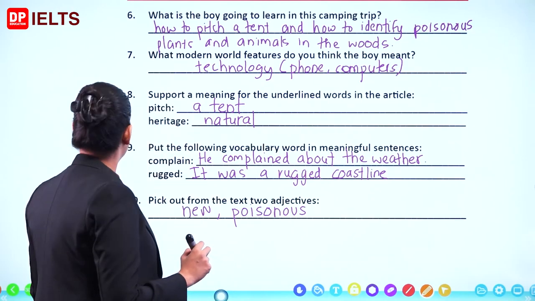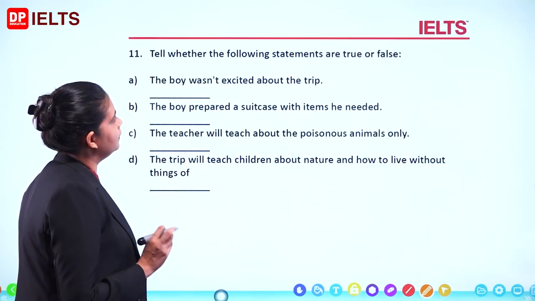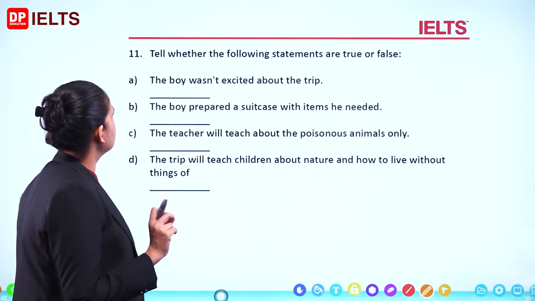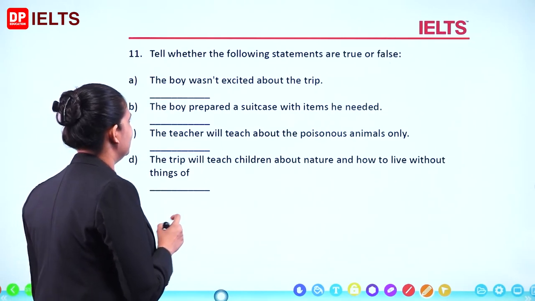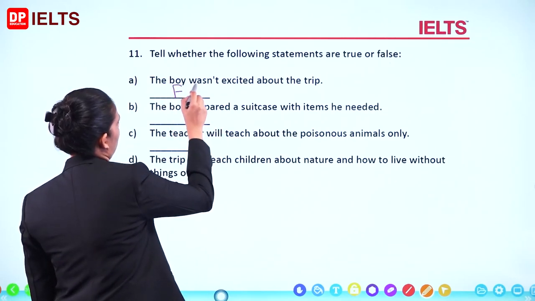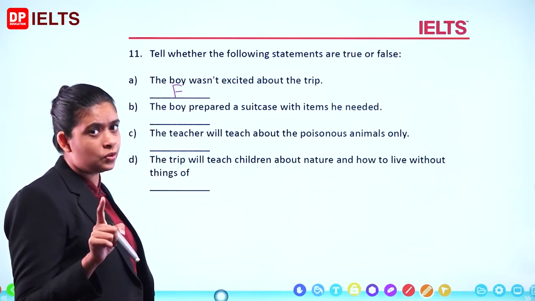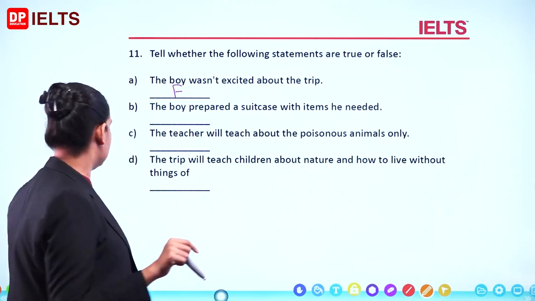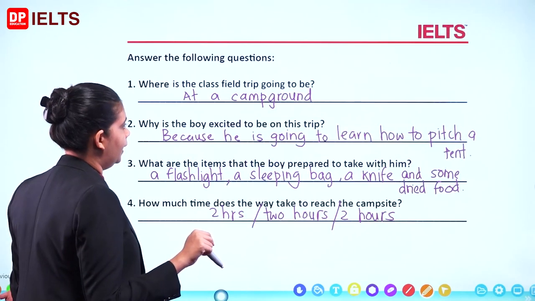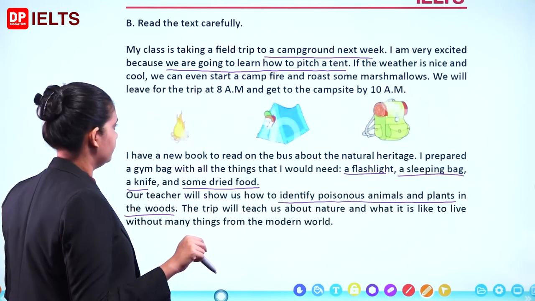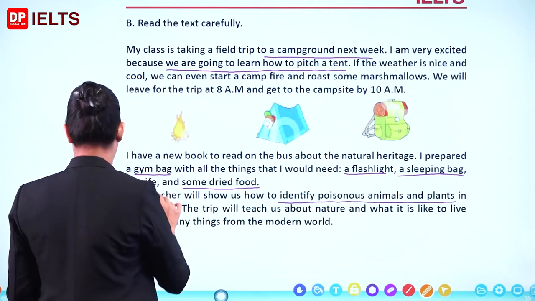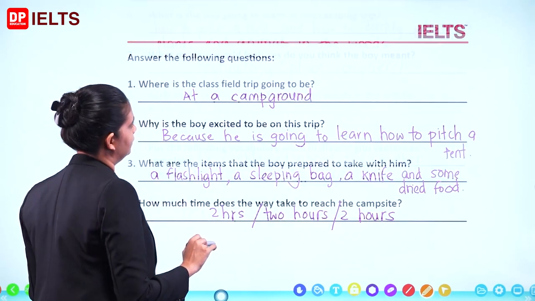Okay. Next one, tell whether the following statements are true or false. The boy wasn't excited. That is, of course, false. He was excited, okay? The boy prepared a suitcase? No. What did he prepare? He prepared a gym bag.